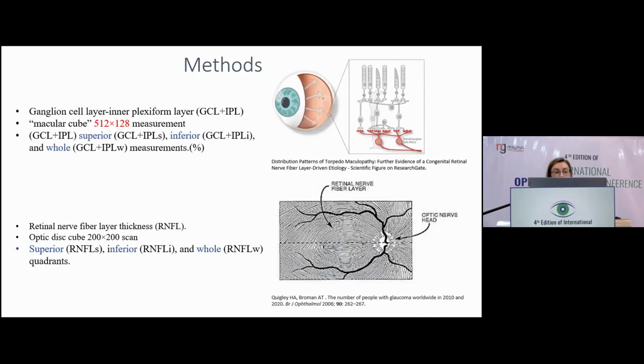We used it for ganglion cell layer and inner plexiform layer analysis. We used the OCT scan, macular cube, 512 times 128 measurement. This measurement includes ganglion cell complex superior, inferior, and average quadrant measurement. Also for retinal nerve fiber layer thickness, we used optic disc cube 200 times 200. This measurement also includes superior, inferior, and average quadrant measurement.